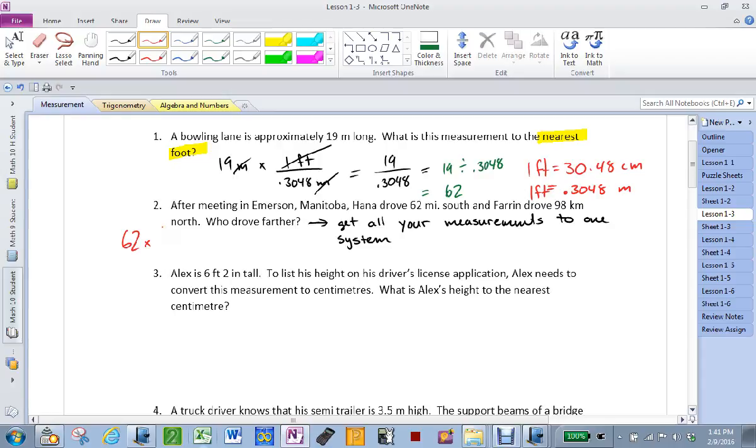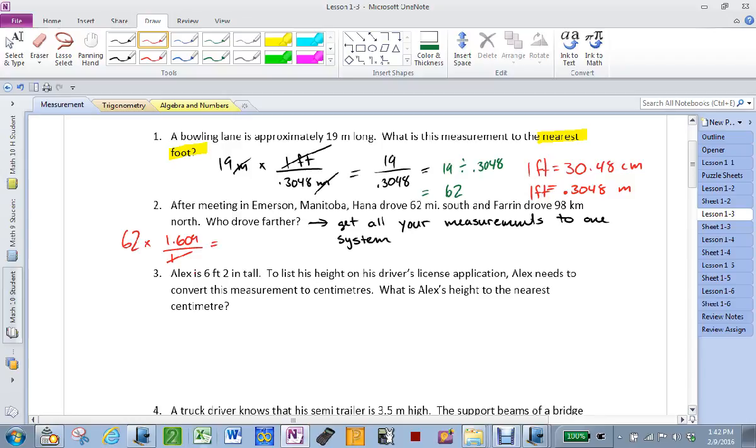Kilometers. So I look on my sheet and I find kilometers and miles. Is it on there? What is it? 1.609. So I want the kilometers on top, 1.609 over the miles, 1. The 1 always cancels, yes? So I've got 62 times 1.609, which is how much?